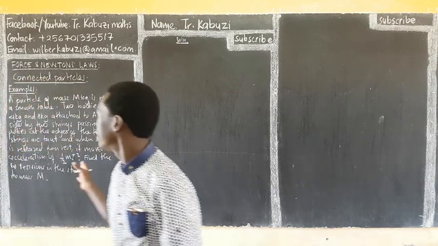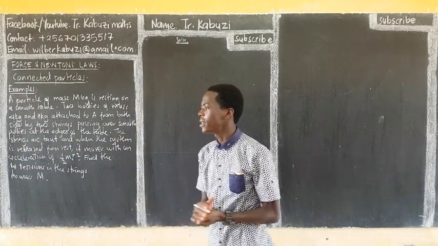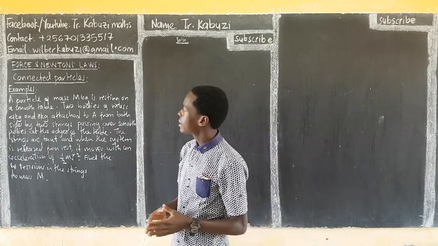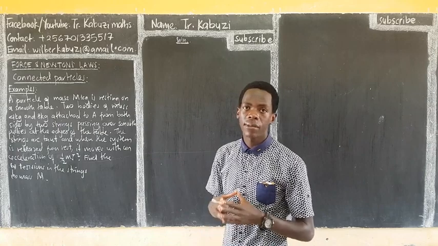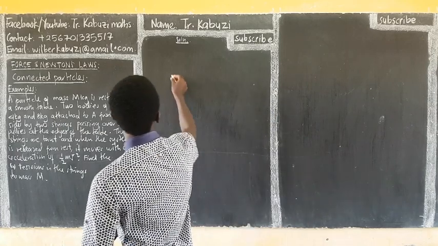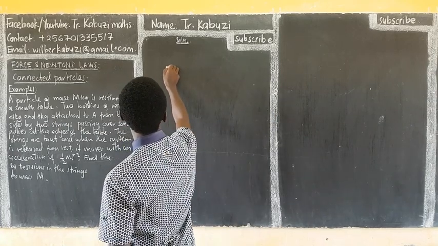We have a nice one, still on connected particles. This one says, a particle of mass m kilograms resting on a smooth table. So this one we are going to do as we sketch. Now, I start with it. A mass is resting on a smooth table.